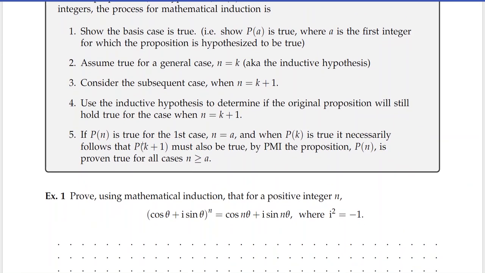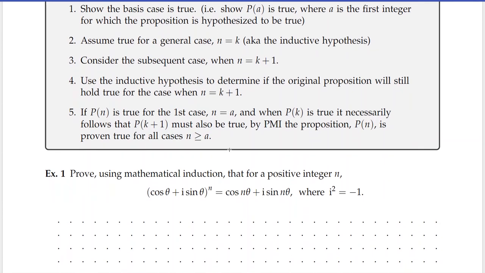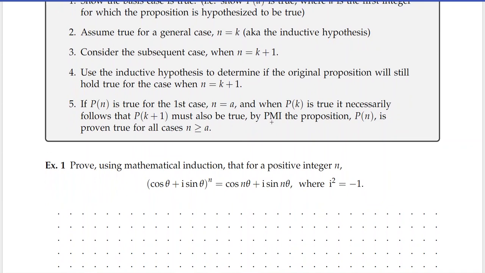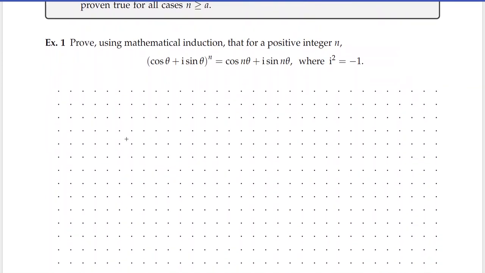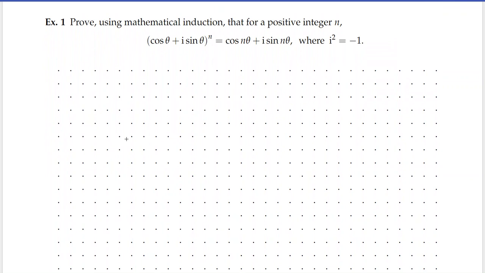If that proposition does hold true for the first case, and when we have our inductive hypothesis, it necessarily follows that the subsequent case must also be true, then by the principle of mathematical induction, our proposition is proven to be true for all cases. So let's look at an example here. Prove using mathematical induction that for a positive integer n, and we have our information here.